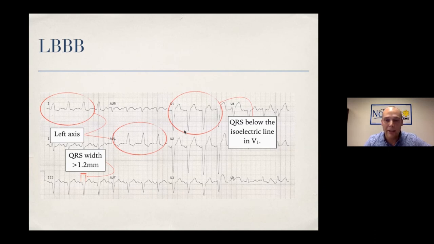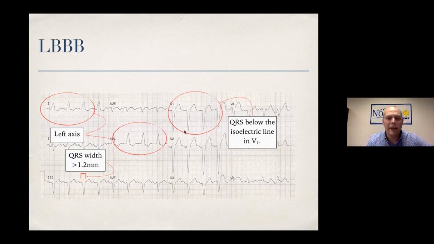I put them on the monitor and I see that left bundle branch block. I had a patient years ago that was like that during a bike race. The guy was in super good shape, no problems at all. He went down complaining of chest pain. We put him on the monitor, he had a left bundle branch block. Turned out he was having an MI. So just something to be very suspicious about.